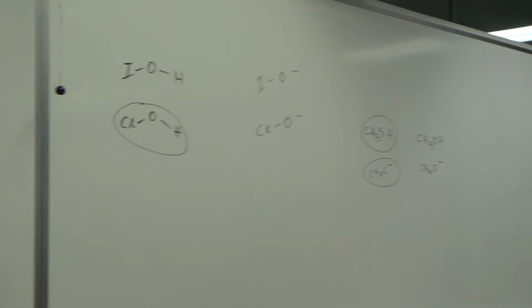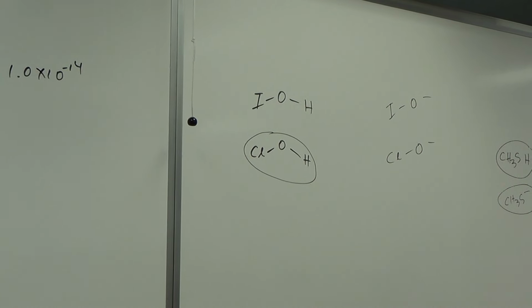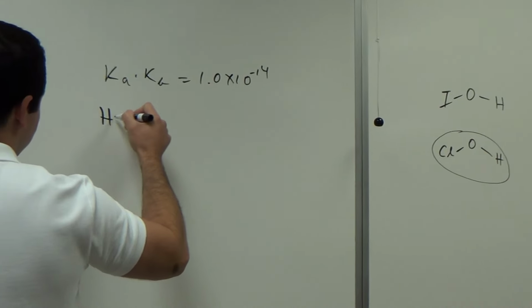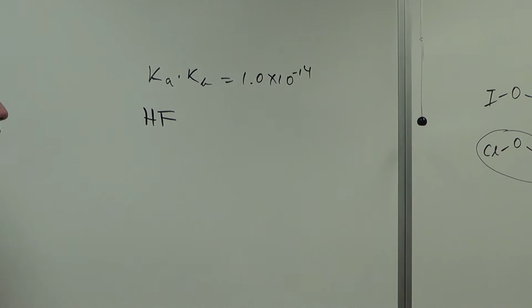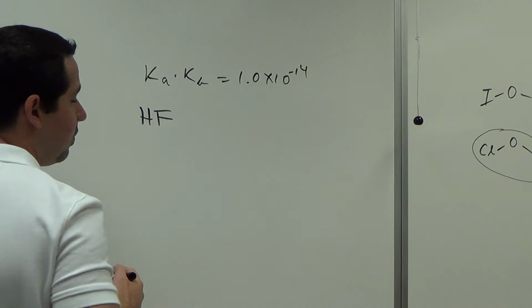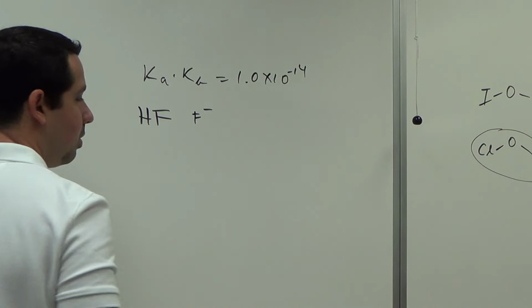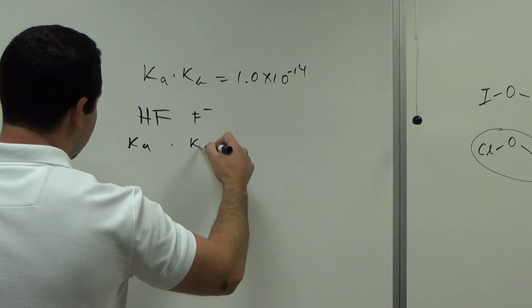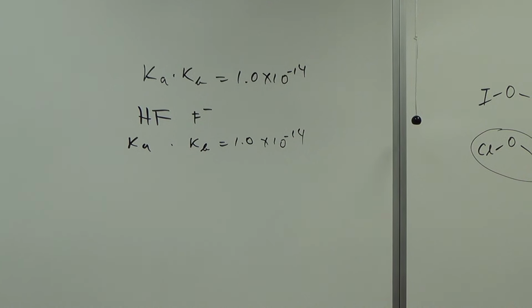Ka times Kb is equal to 1.0 times 10 to the minus 14. This is for the conjugate acid-base pair. So if I give you HF has a Ka, can I find the Kb of the conjugate base of HF? What's the conjugate base of HF? F minus. If I have this Ka, I can find that Kb: 1.0 times 10 to the minus 14 divided by Ka. Let's do a problem like that.